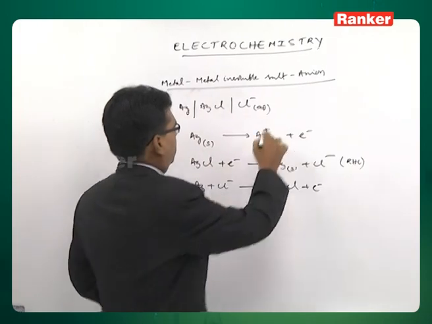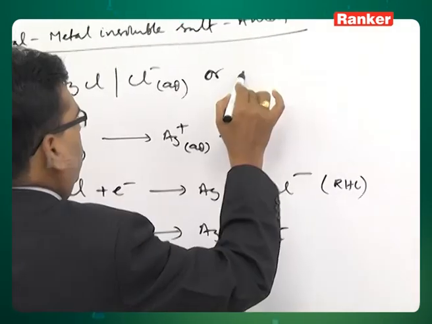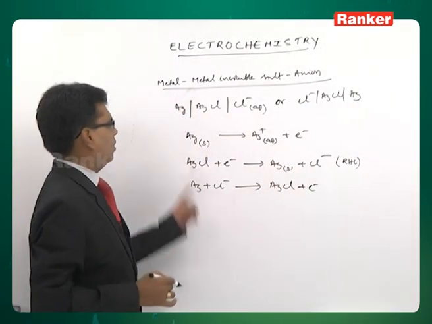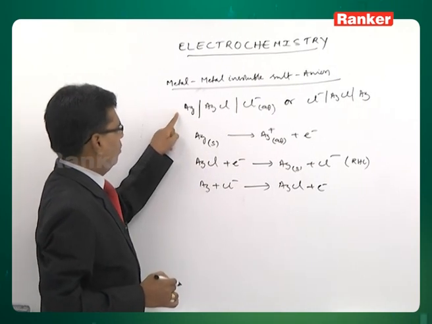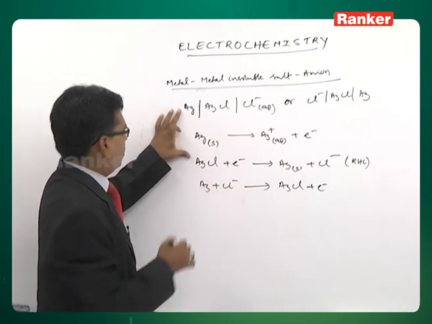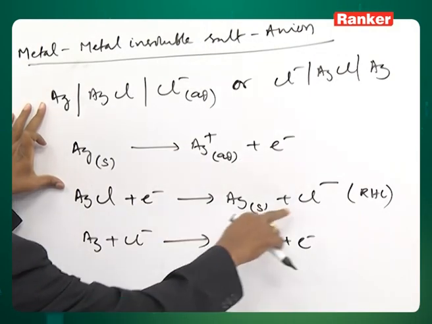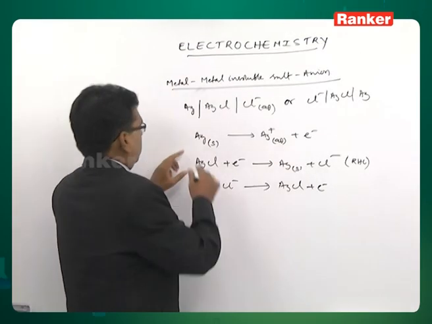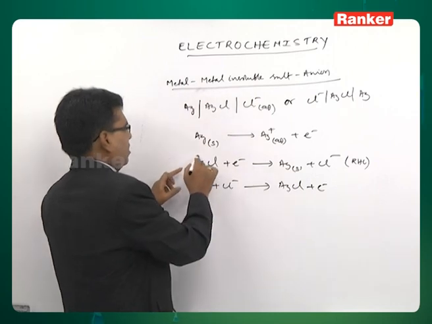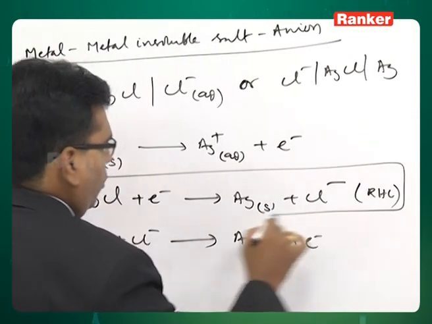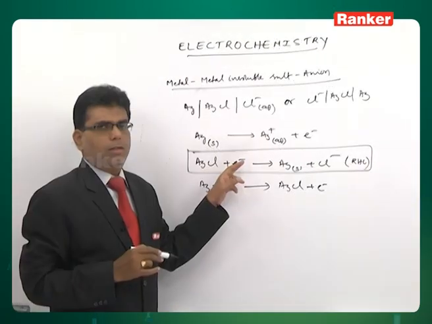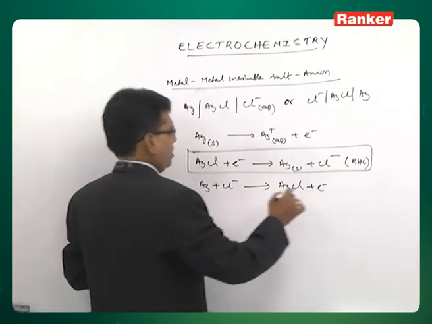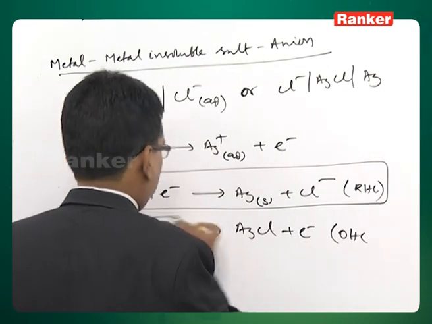The representation can be either this or Cl minus AgCl Ag. Either way you can represent it. When you are representing it like this, for example, if you take these two, this is the reduction half cell, AgCl plus electron to Ag and Cl minus, and this is Ag plus Cl minus to give AgCl. So, this can be represented either way, and this is the reaction when this electrode is acting as reduction half cell, and this is the reaction when it is acting as oxidation half cell.